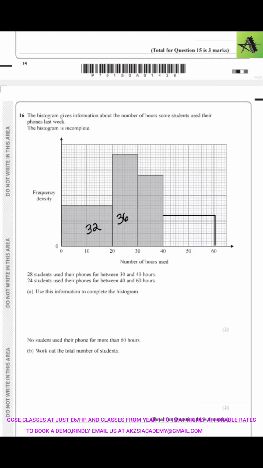So we have already calculated 32 for 0 to 20, and 20 to 30 is 36. For 30 to 40, 28 is already given, and 24 is already given for the last one. So the total number of students would be 32 plus 36 plus 28 plus 24, which is 120. So the answer is 120 finally.